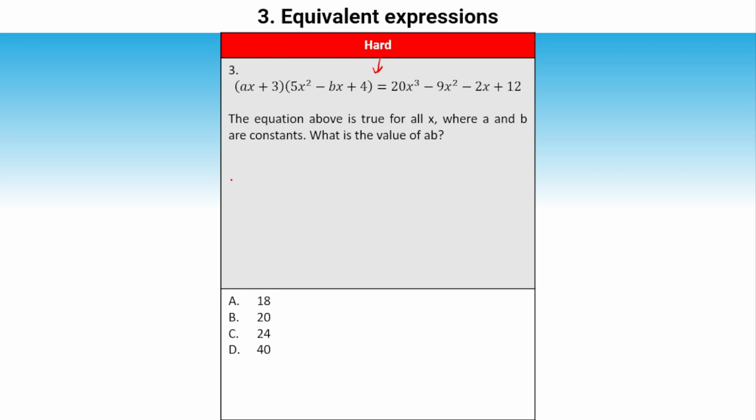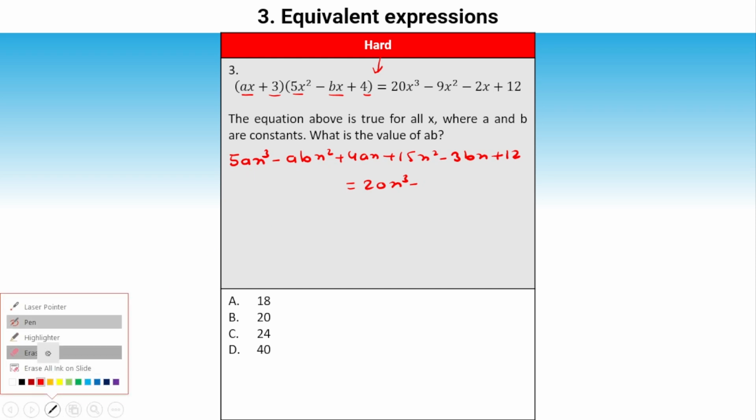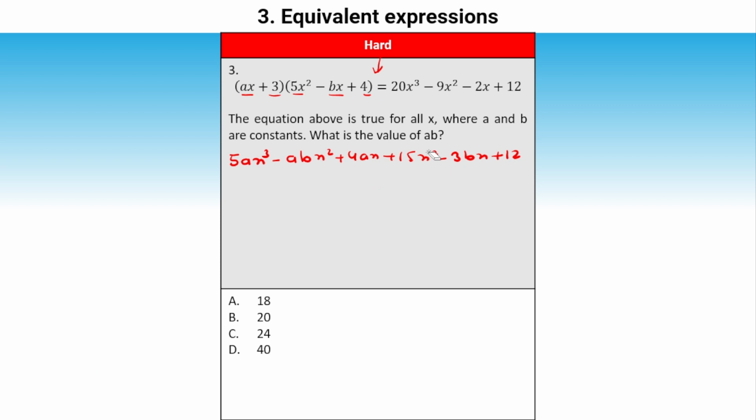So let me do it one by one. First multiply this one, so 5ax cube, right? 5x cube, then this with this minus abx square, this with this plus 4ax. Now this is done. Now 3 with this, 3 5s are 15, right? 15x square minus 3bx plus 3 4s is 12 equals 20x cube minus... okay, I don't need to do it here, I'll just use the question.